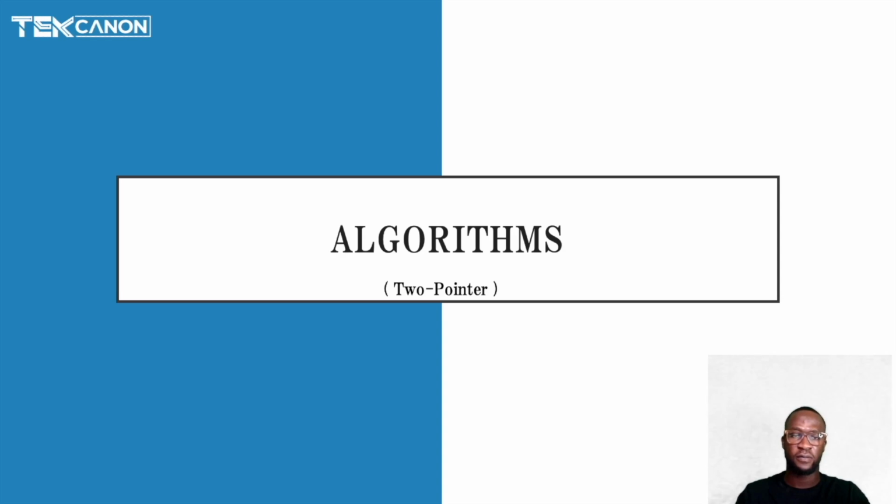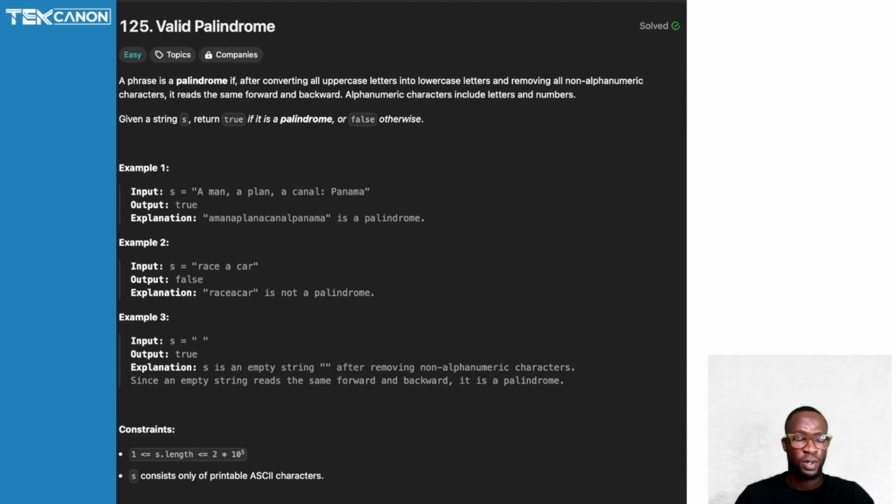For this first one, we're going to go over the two pointer algorithms. So we're going to be going over the valid palindrome problem. This is a problem that I picked from LeetCode that I feel is a good one to use as an example to explain how two pointer algorithms work. So let's go through it one step at a time.